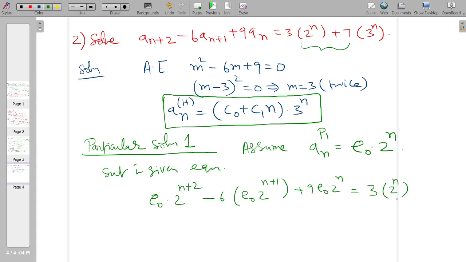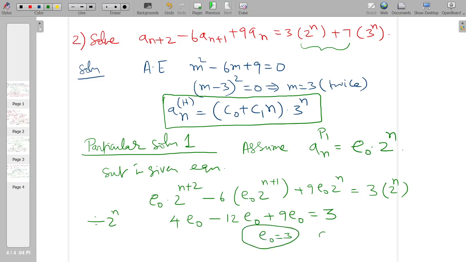into 2 power n. So now what I do is I divide both sides with 2 power n. So I'll have 4 E0 minus 12 E0 plus 9 E0. This will be 3. Okay, so I have 9 plus 4, 13 minus 12. So I'll have E0 is equal to 3. So your particular solution a_n^(p1) would be 3 into 2 power n. Okay, 3 into 2 power n. So this will be the first part.